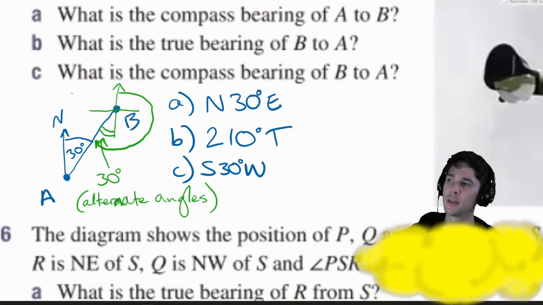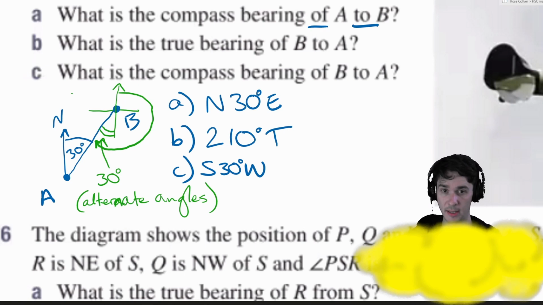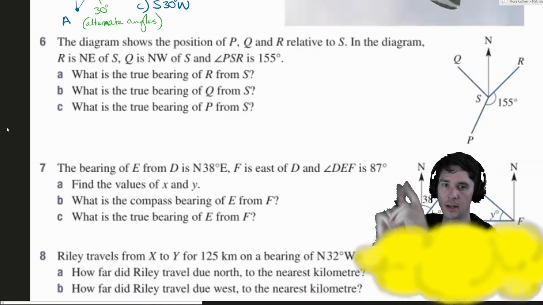But you also have to read the question very carefully and look for words like to, or if there's a word like from or of. Those words are really critical in telling you where you're standing and where you need to be facing. Is that big enough? Can you see that?